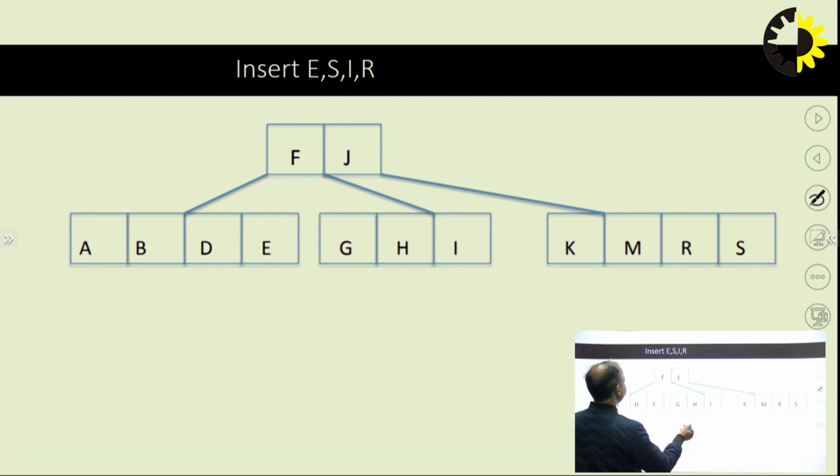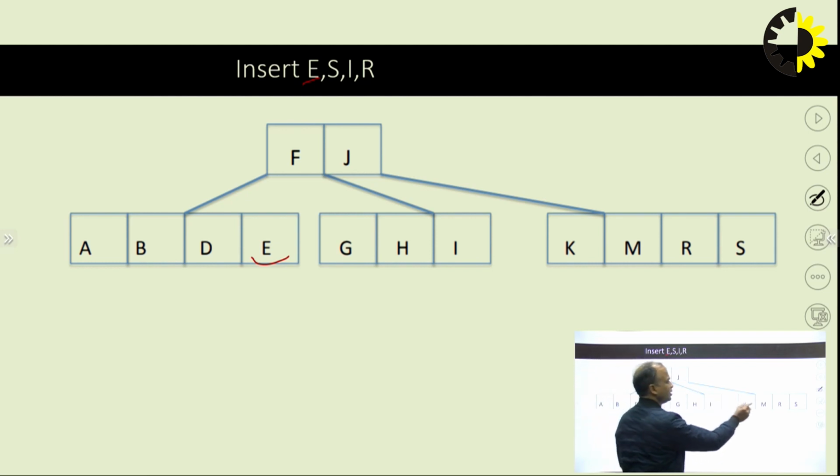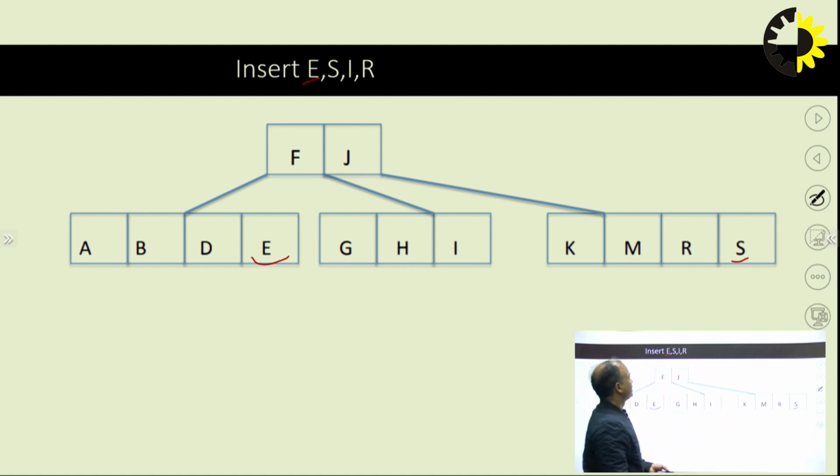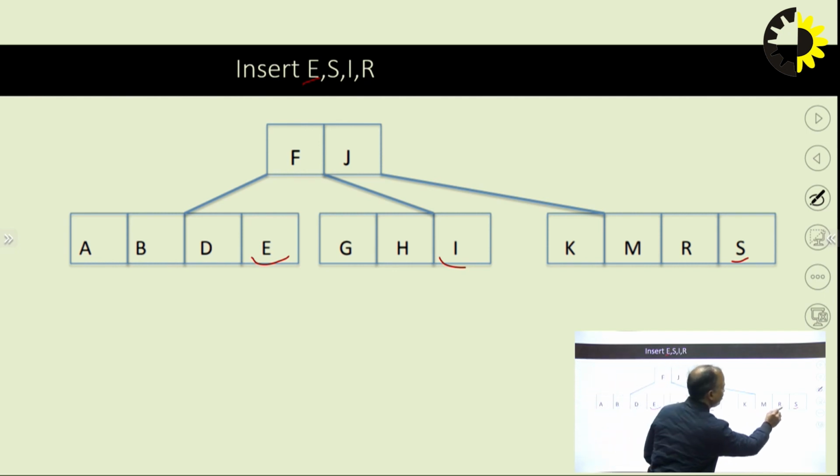So further here, if we observe, E is smaller than F, so it should be placed in the left hand side of F. So we have placed E here. Now we have here S. S is greater than J, so S should be placed here. Now I, greater than F, smaller than J, so therefore I should be placed here. Now last value is here R. R is further greater than J, so R should be placed here.